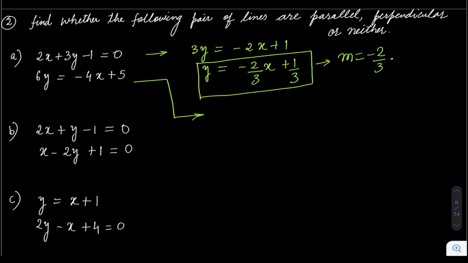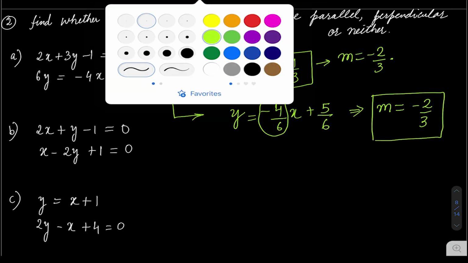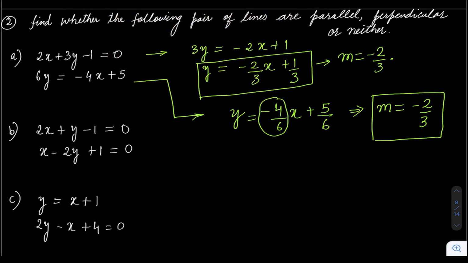So let's do it for the second line. Second line, I will just simply divide everything by 6 because I already have y separated from the other. So I will divide by 6. So -4 over 6 x plus 5 over 6. So that will give me my gradient as this -4 over 6. -4 over 6 is nothing but -2 over 3. So it means the gradients are equal. So when gradients are equal, we can say these lines are parallel. So answer for first part is the lines are parallel because gradients are same.